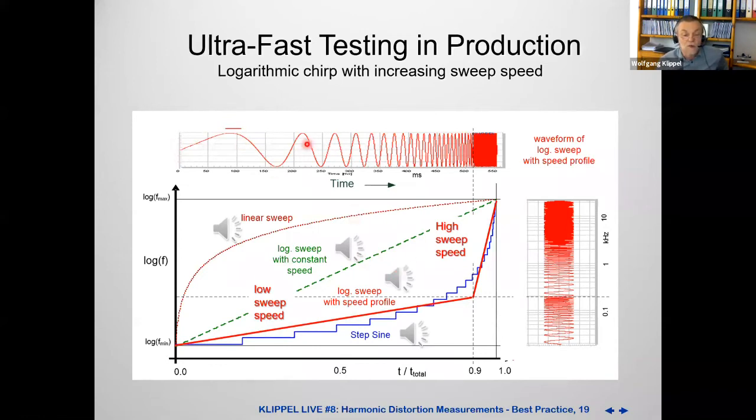Here you see it over time. Now in the last 10%, we are covering almost half of the audio band. All that here from 200 Hertz up to 20 kilohertz. That's more or less the right stimulus for end-of-line testing.